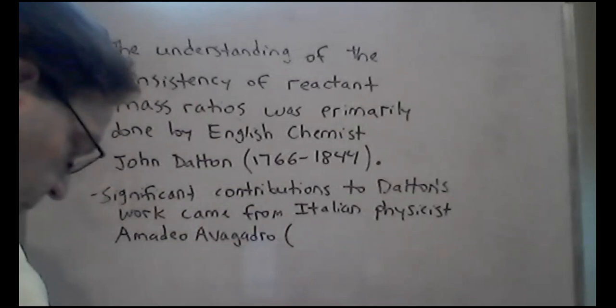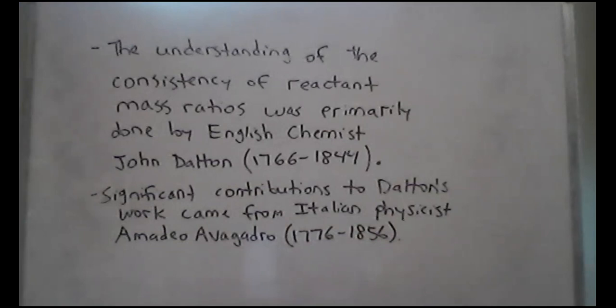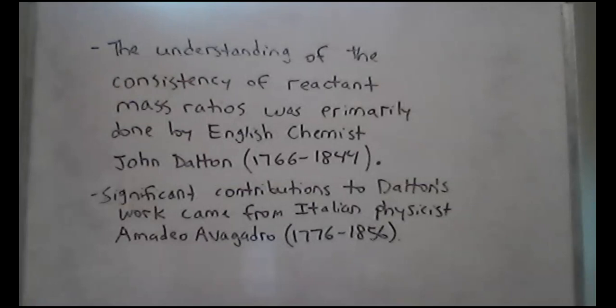Avogadro lived from 1776 to 1856. Avogadro discovered the mole concept we use, Avogadro's number, so on and so forth. We'll talk more about that. But this concept allowed John Dalton to better quantify his mass ratios.